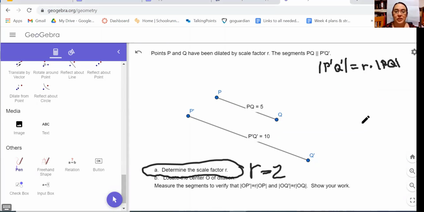The next thing I want to do is figure out, well, where is the center of dilation? I don't have it marked. Take a moment. Do you have a guess? If you have a guess, type it privately to me in the chat.